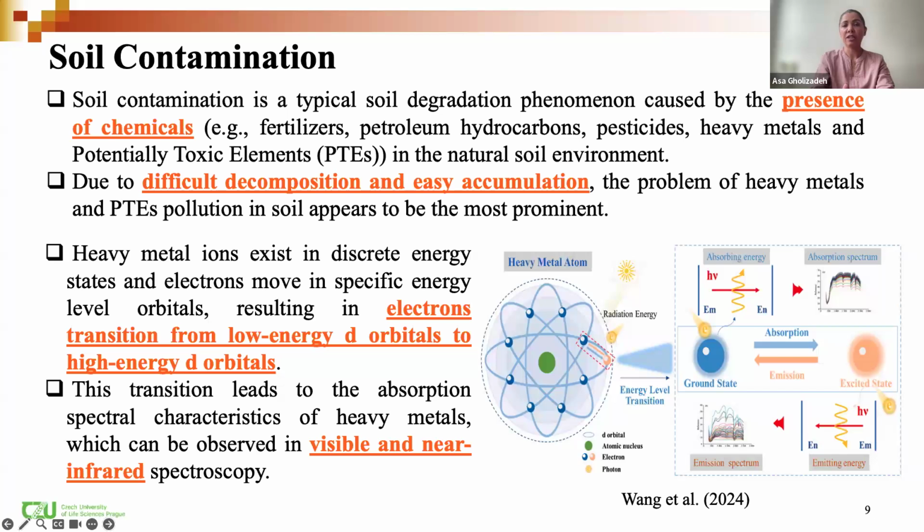Because of the difficult decomposition and easy accumulation of these particles, the problem of heavy metals and PTEs pollution in soil is one of the most prominent. Heavy metal ions exist in discrete energy states, and the electrons move in specific energy level orbitals, which results in electron transition from low energy orbitals to high energy d orbitals. This transition leads to the absorption of spectral characteristics of heavy metals, which can be observed in the visible and near-infrared range of the spectrum.